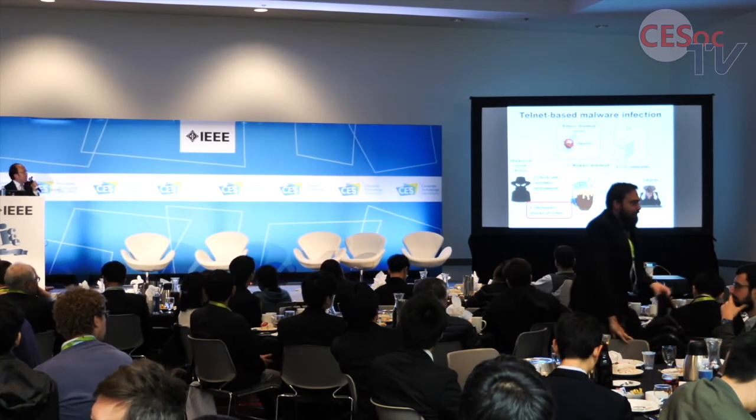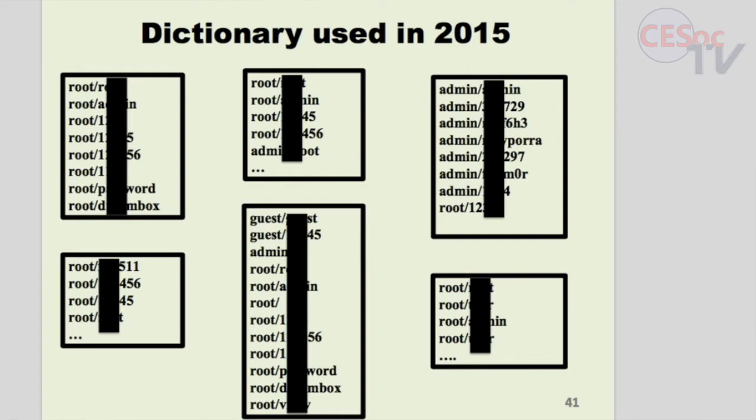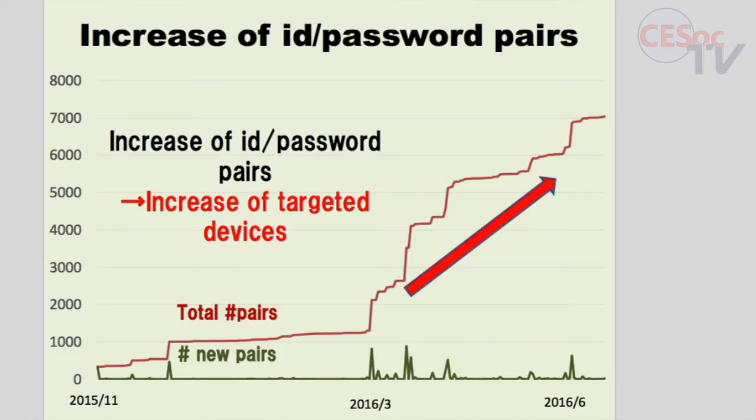So in the case of dictionary attack, this is the dictionary used in 2015. There are 6 types in the group, which is the ID and password group. But recently, the group is getting very, very increasing. That is to say, this is also an increase of the targeted devices.